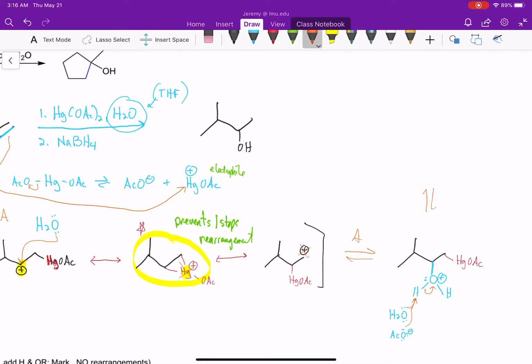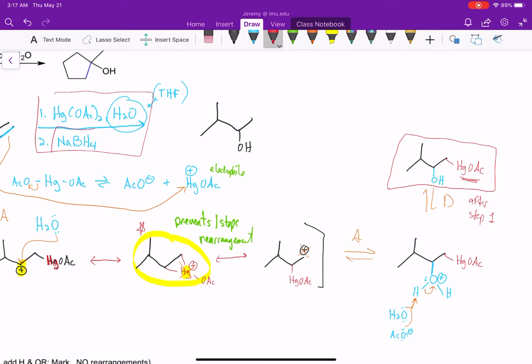We can deprotonate that hydrogen, okay, leaving us with the first product that we see, where we have an alcohol at that position and we still have our mercury, our HgOAc. So this is in fact the product that is formed and isolated after step 1. After step 1, it's our alcohol, but we still have our mercury attached. All right? But as we know, this is a 2-step reaction, right? A 2-step reaction where we treat this with sodium borohydride.